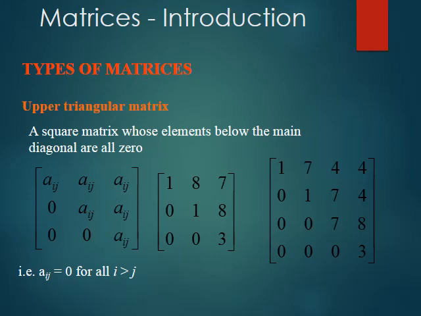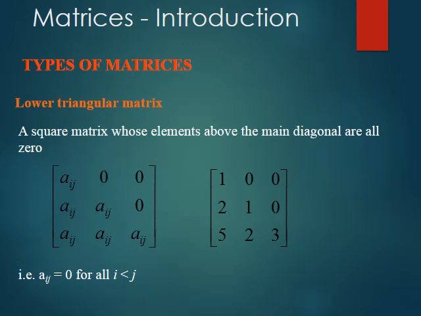One is upper triangular matrix: a square matrix whose elements below the main diagonal are all 0. So you can see here that the elements below the main diagonal are 0, so you can form a triangle on the upper side with the main diagonal. So it is an upper triangular matrix. On the other hand, a square matrix whose elements above the main diagonal are all 0 is called a lower triangular matrix. So here we can form a triangle on the lower side of the main diagonal.